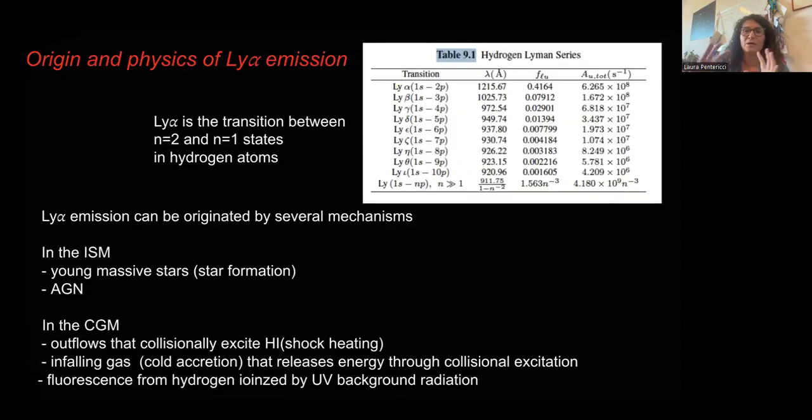So first of all, let's say something about Lyman alpha. Lyman alpha emission is a key probe of reionization, and it can originate by several mechanisms. In the ISM, it's produced by young massive stars. So star formation essentially gives rise to Lyman alpha, and also AGN emission, ionization. But also in the circumgalactic medium, there are several other mechanisms that can contribute to Lyman alpha, for example fluorescence, infalling gas, and also shock heating.